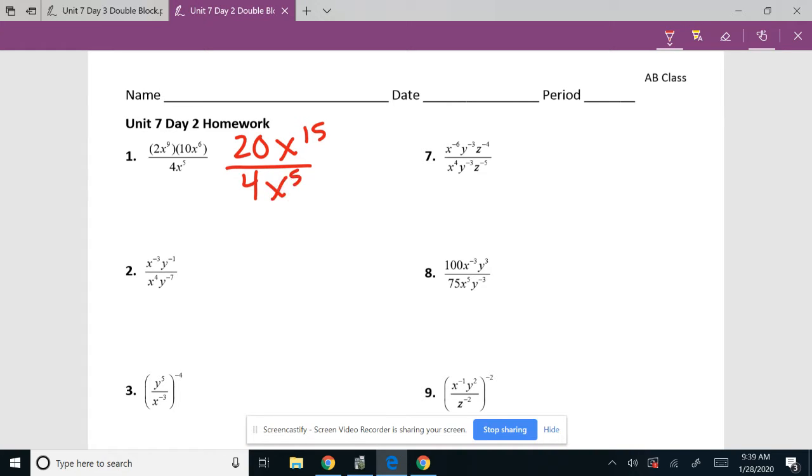Now we divide 20 by 4 and I get 5. And I subtract the exponents. What's 15 minus 5? There's my answer.